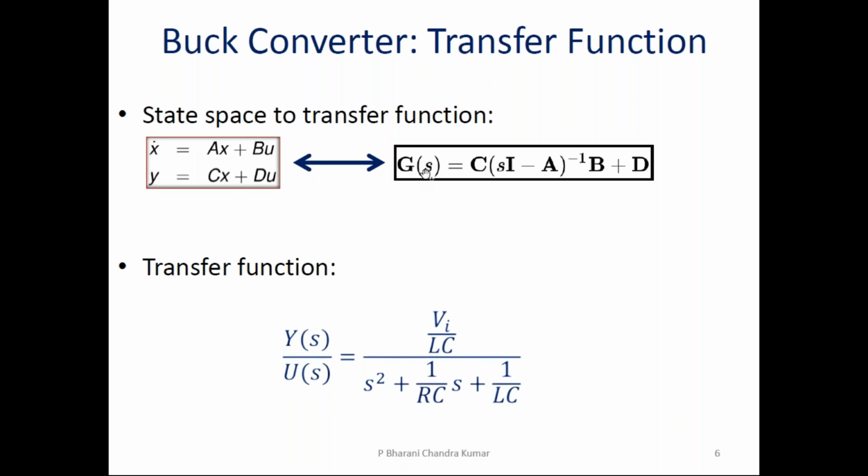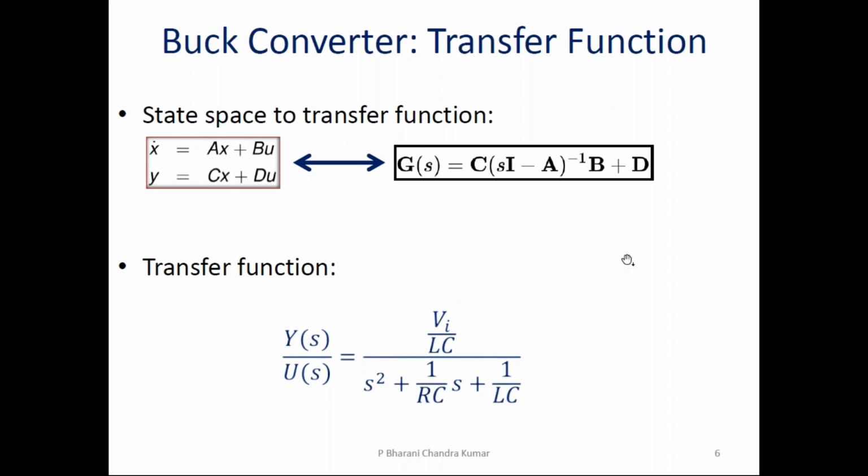If I use this formula, I am directly able to get y of s by u of s equal to Vi by and so on. So this is the transfer function I am going to get. In MATLAB there is a command which we discussed yesterday as well, ss to tf. If you directly give the A, B, C, D matrices with appropriate input and output arguments, you are able to get this automatically.